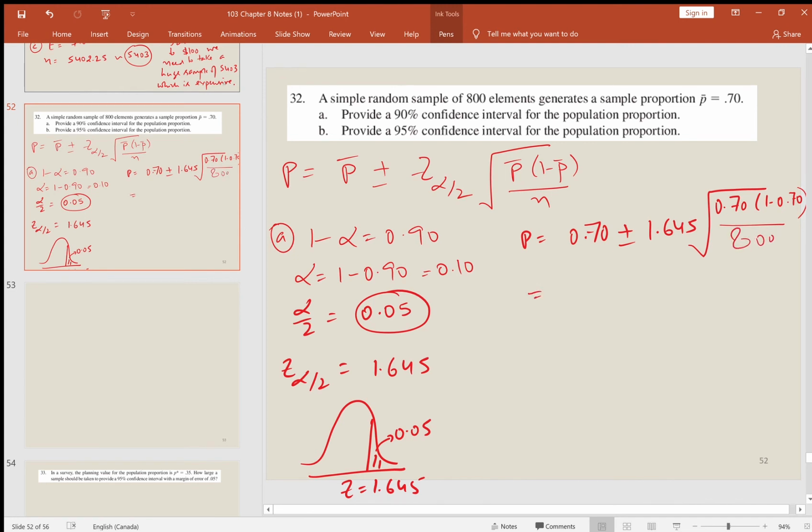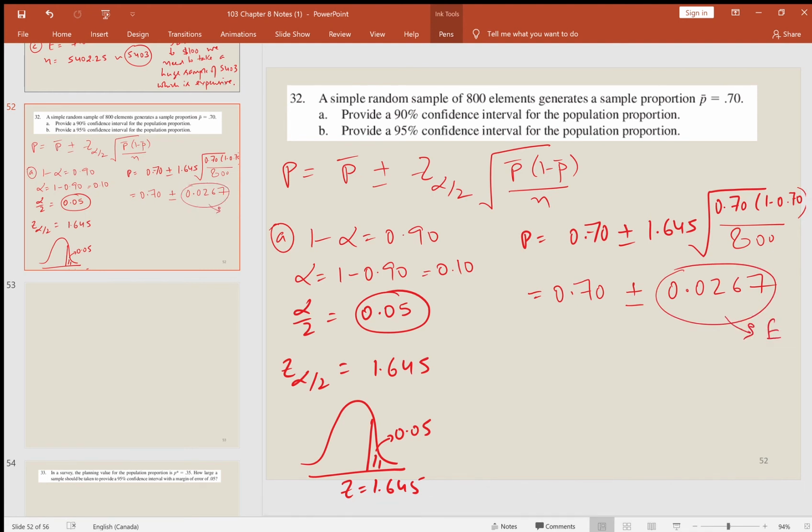Okay, so which when you solve comes to p is equal to 0.70 plus or minus 0.0267. Okay, so this 0.0267 is your margin of error. And we can say that the 90% confidence interval is equal to 0.6733 to 0.7267.